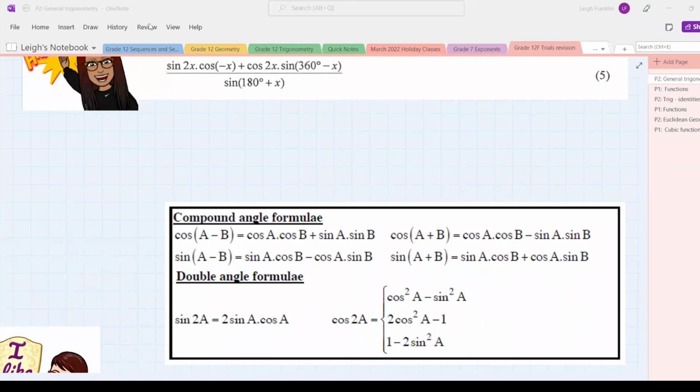Okay, so Amanda, you got -1. Leroy, you got minus sine 2x. Someone else said -1. Sashna, you said sine 2x. Okay, let's see what everybody else has got. Okay, Amanda, you stuck. No problem.